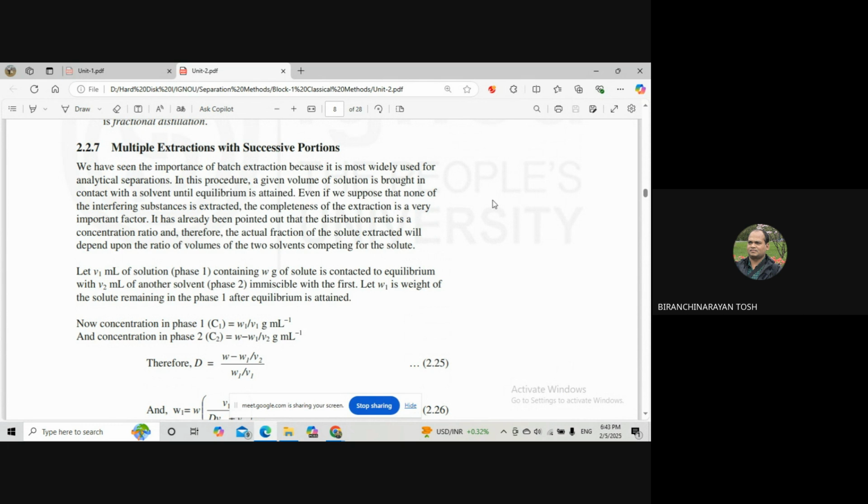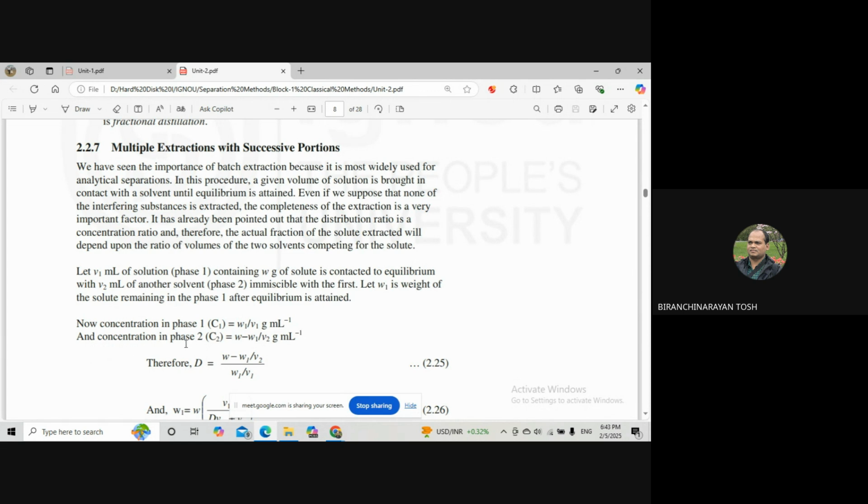Okay, so let V1 milliliter of the solution in phase 1, containing W gram of solute, be contacted to equilibrium with V2 milliliter of another solvent, that is phase 2, immiscible with the first. Let W1 be the weight of the solute remaining in phase 1 after equilibrium is attained. Now the concentration in phase 1, that means C1, is how much? W1 by V1 gram per milliliter.